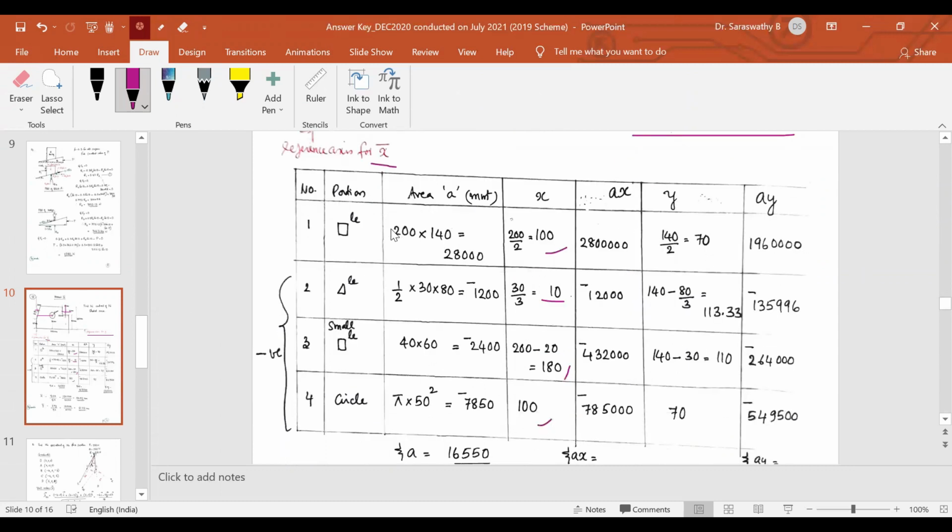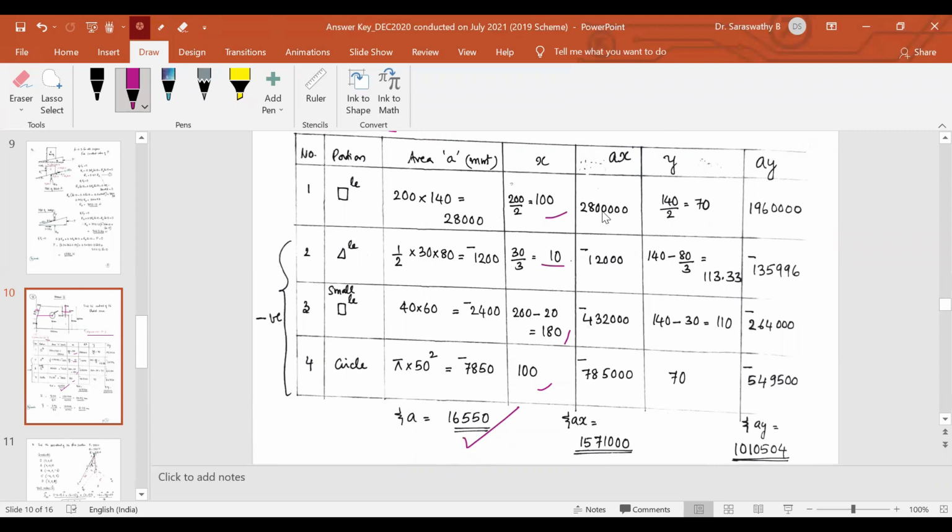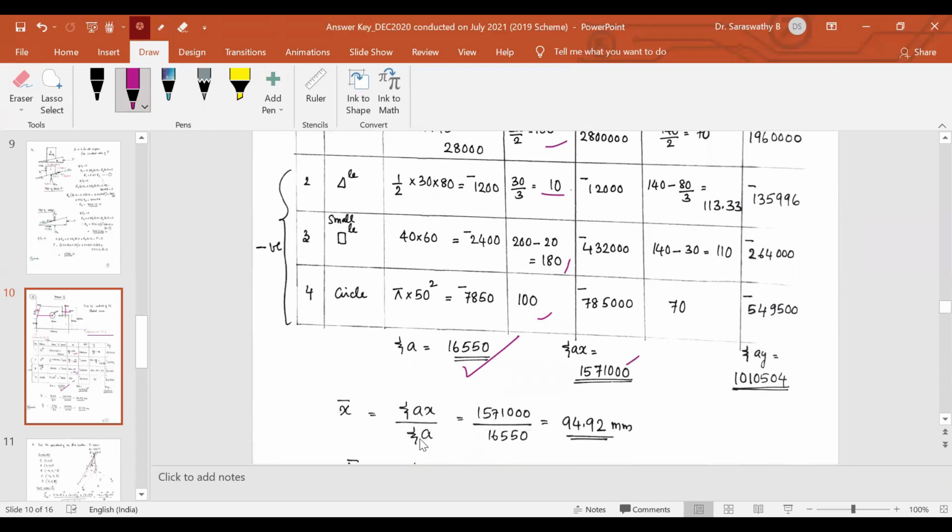So the first area is positive, and the second, third, and fourth areas are negative, so I have put those areas as negative. So sigma A is 28,000 minus 1,200 minus 2,400 minus 7,850. Then do A into X for each. Find out sigma AX: 28 lakh is positive, all other terms are negative, so added together, the algebraic sum gives sigma AX. So x bar is equal to sigma ax divided by sigma a, which is 94.92 millimeter.